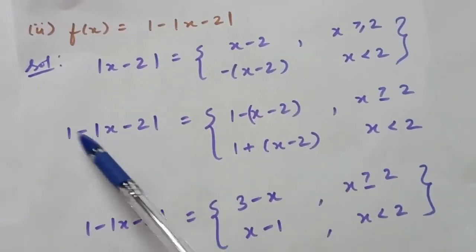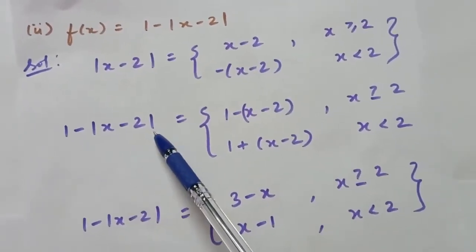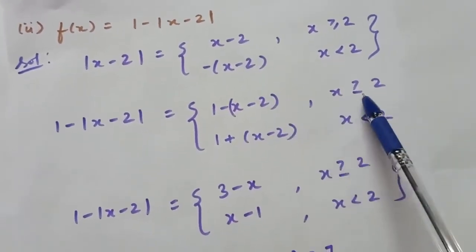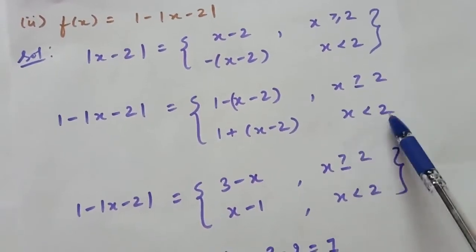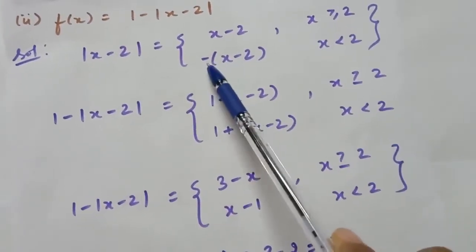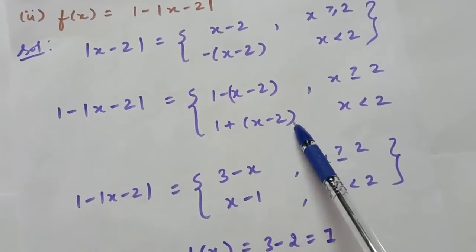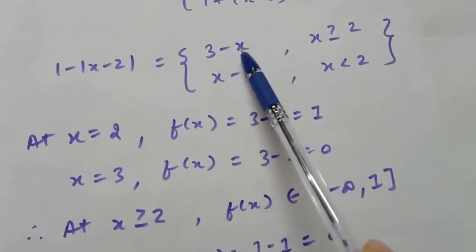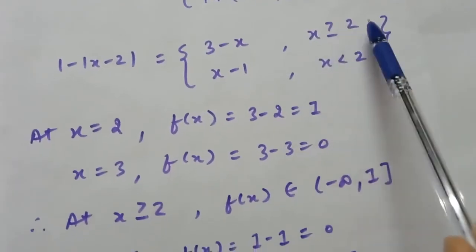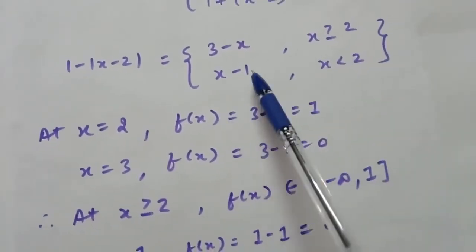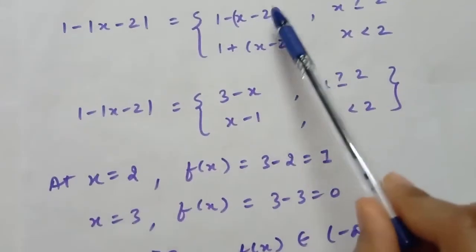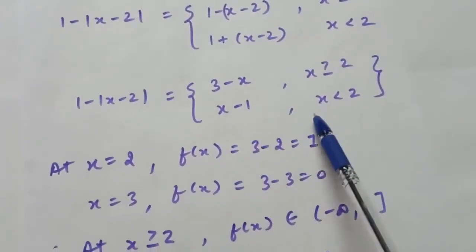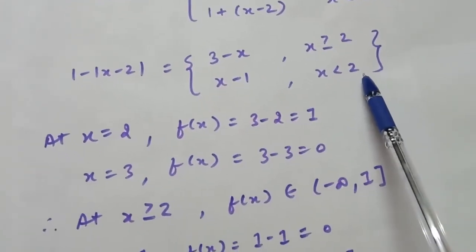Now we want to find 1 minus modulus of x minus 2. So 1 minus this number when x is greater than or equal to 2, and when x is less than 2, 1 minus minus now becomes plus x minus 2. So the function will be 3 minus x when x is greater than or equal to 2, and x minus 1 when x is less than 2, right?